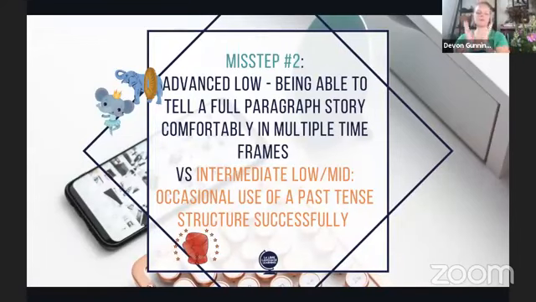All right. So the first one that we saw is advanced low. The elephant is advanced low. And the main characteristic of advanced low writers is that they are able to tell a full paragraph story, comfortably in multiple time frames.